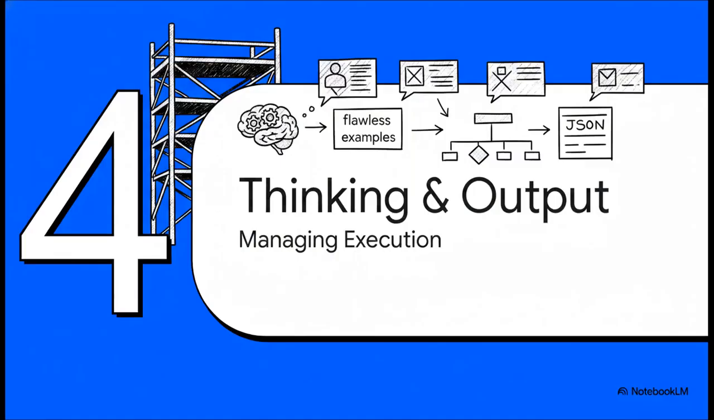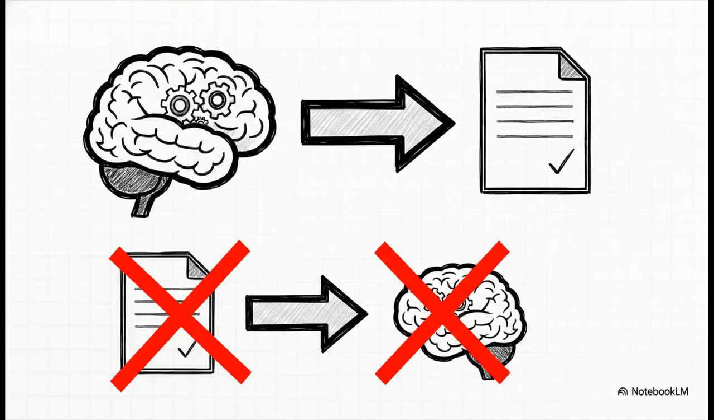Let's move to section 4. Thinking and output control, managing execution. With our scaffolding and examples locked in, we now need to manage how the model reasons. And guys, the order here is absolutely everything.